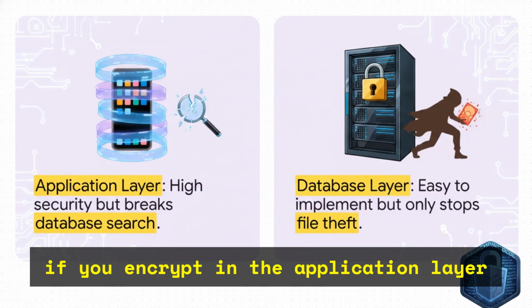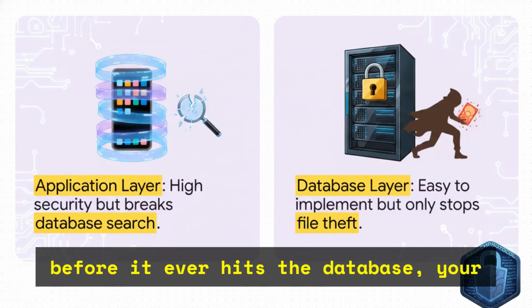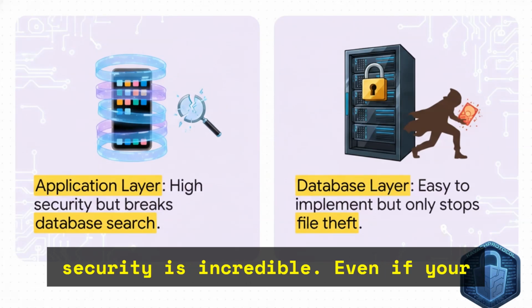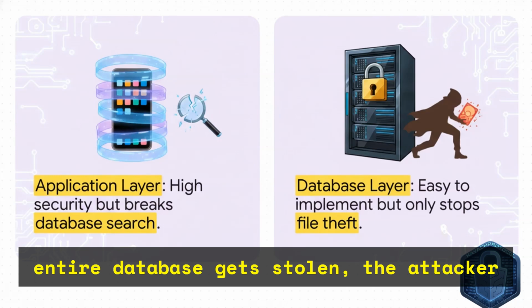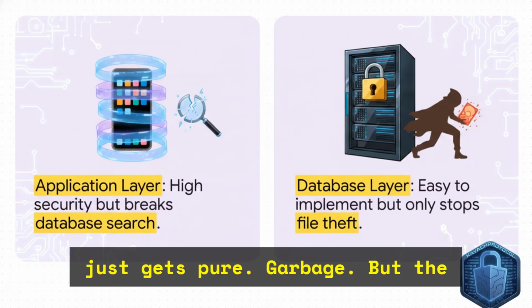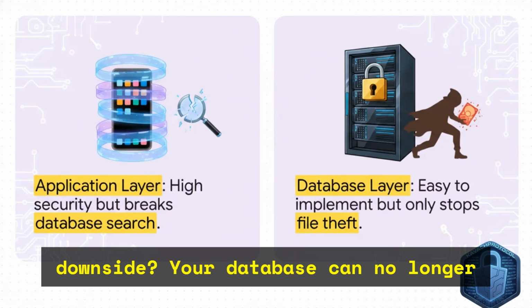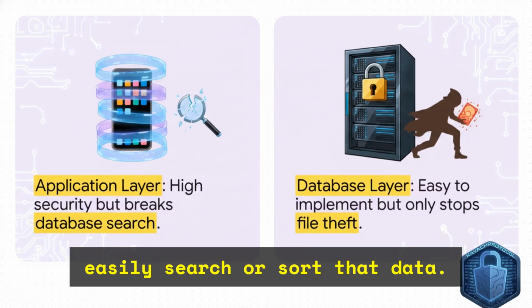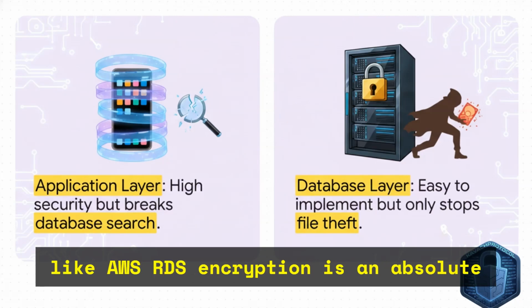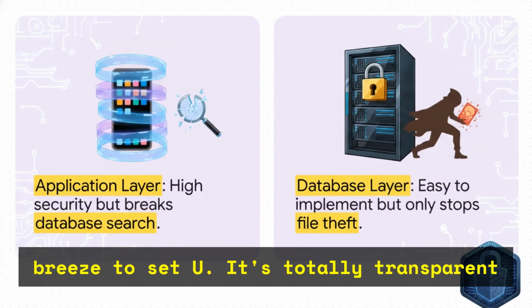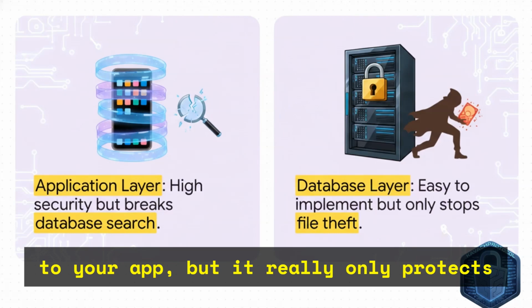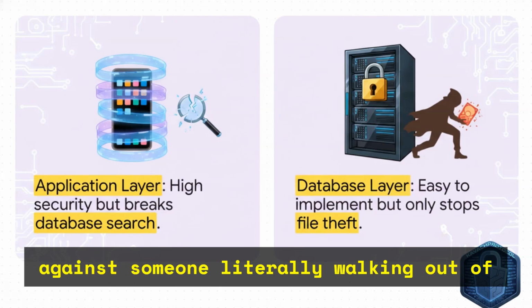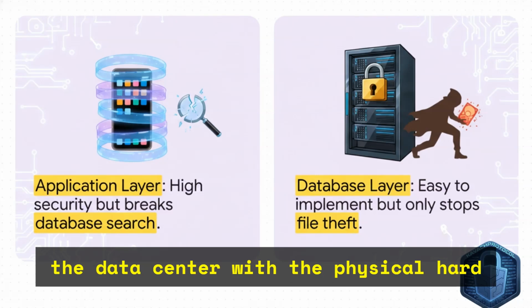If you encrypt in the application layer before it ever hits the database, your security is incredible. Even if your entire database gets stolen, the attacker just gets pure garbage. But the downside? Your database can no longer easily search or sort that data. Conversely, database layer encryption, like AWS RDS encryption, is an absolute breeze to set up. It's totally transparent to your app. But it really only protects against someone literally walking out of the data center with the physical hard drive.